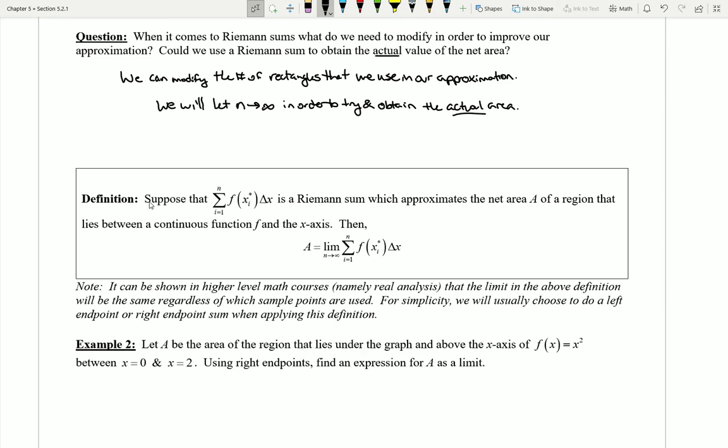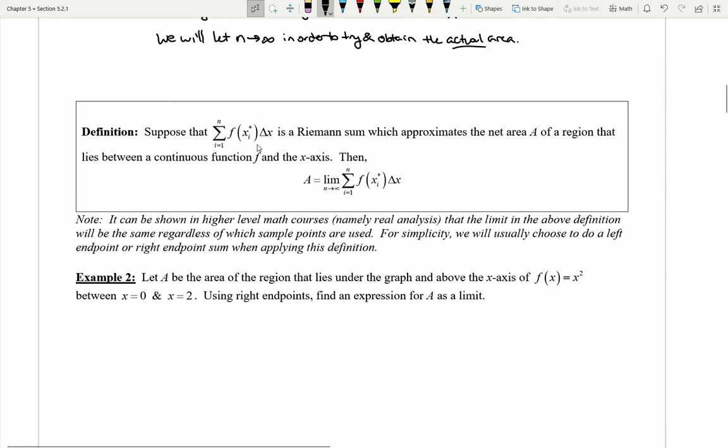So take a look down here at this definition. Suppose that I have a Riemann sum, and that's estimating the area, but so far it's only using n rectangles, maybe 5, maybe 50, maybe 5 million. Doesn't really matter how many. I know that the approximation still isn't perfect. Now, as long as this area lies between a continuous function and the x-axis, then notice what we're saying here. We define the area, the precise area, not the approximation, but the exact area, to be the limit as n approaches infinity of our Riemann sum.